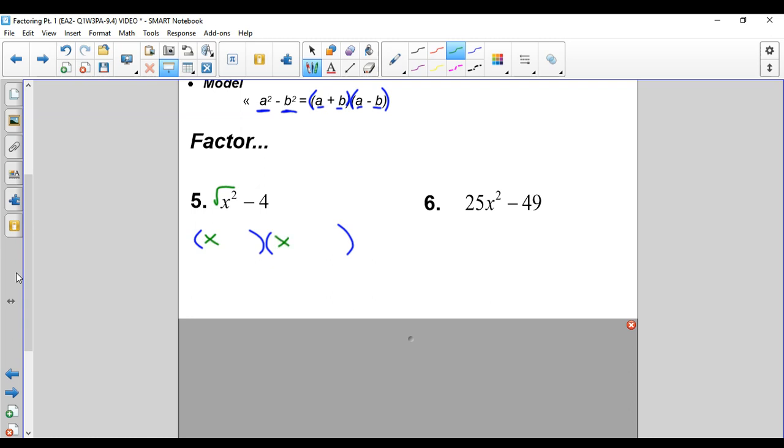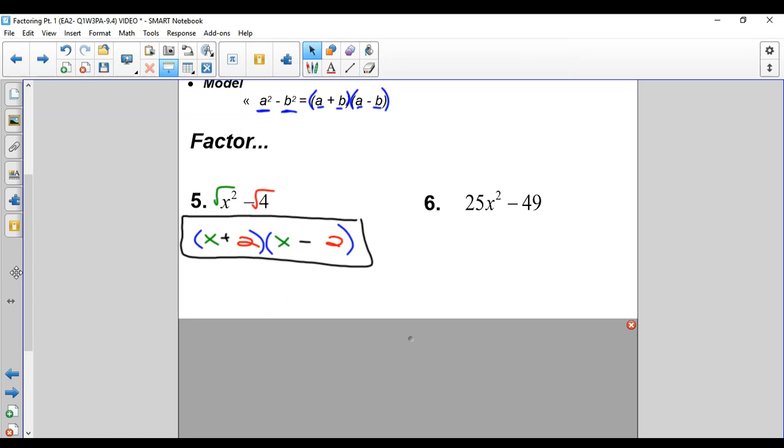What is it? Well, it's x. That goes in the first spot here. Then we think to ourselves, what's the square root of 4? 2. That goes in the second spot in each one. After that, you put a plus in one, minus in the other. And the problem's done already. All right, that's it.